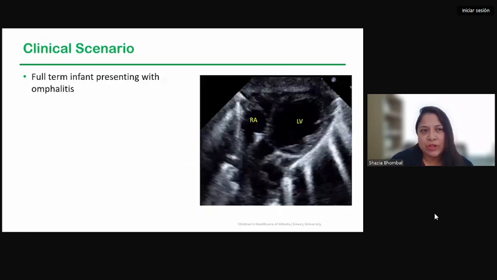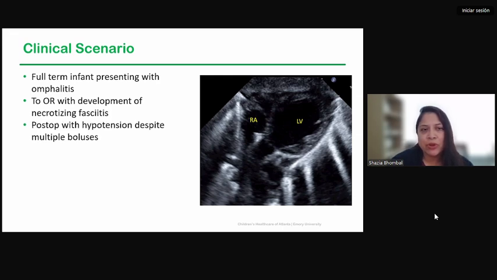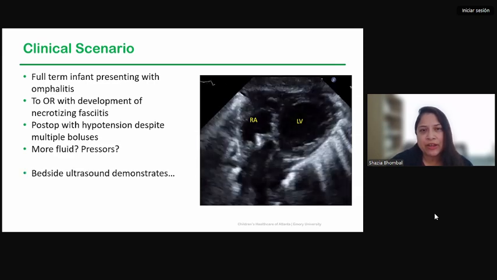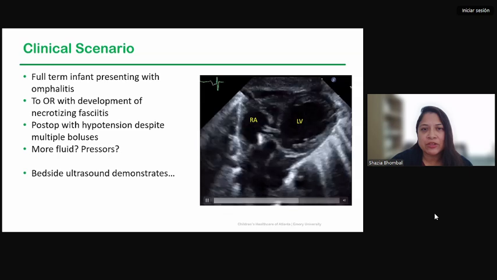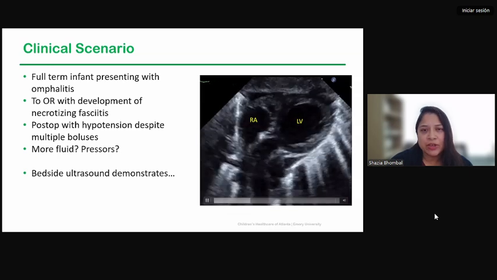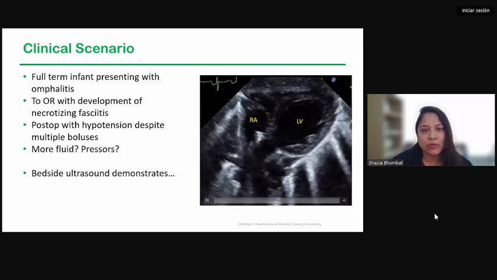So just a couple of clinical cases here. You see a full-term infant presenting with omphalitis, goes to the OR, develops necrotizing fasciitis, and gets multiple boluses due to hypotension. We ask, well, do we need more fluids, more pressor support? What's going on with this baby? Bedside ultrasound, a subcostal view. This is the left ventricle in here. It doesn't look like it's moving very well. So it gives you a little bit of information on what could maybe help this patient.